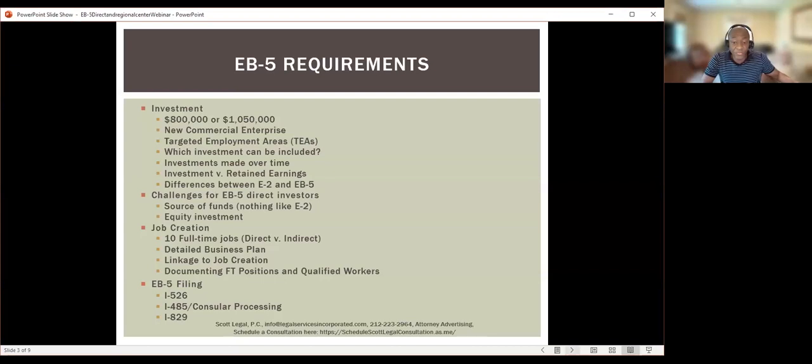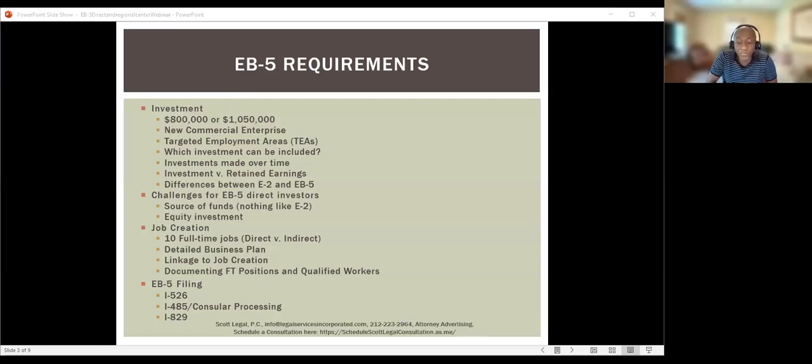Okay, so job creation. Now we are looking at the other big part of the EB-5 program, and that's creation of jobs. You do have to create 10 full-time jobs, and they are full-time jobs, which means that part-time jobs are not included. You can't just take part-time jobs and add them together.